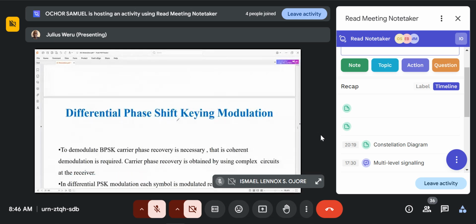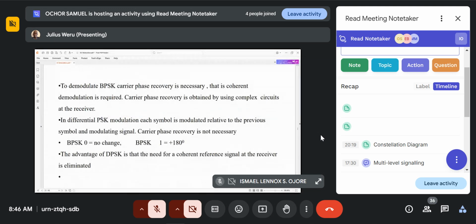Differential phase shift keying modulation. I think this one is just an alternative to the PSK.